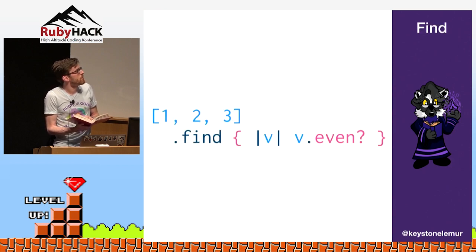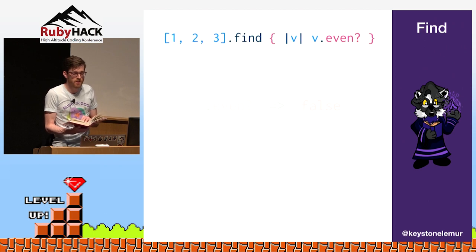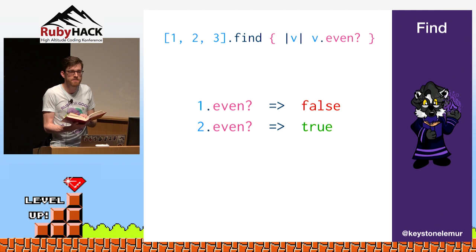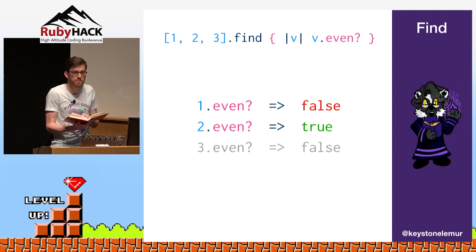So as I mentioned before, find works by taking a function and trying to find out what the element is that happens to be even. In the case of one, it is not even, so we go on to two. And since it is even, that is the number we return, so we don't even bother to check three.